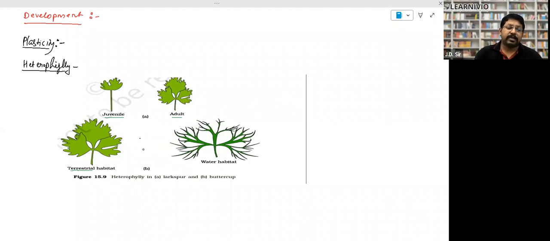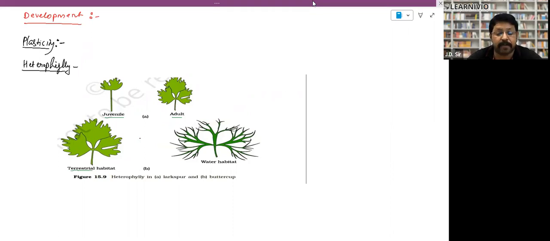And this is an example of heterophyly. Heterophyly means different types of leaves on the same plant. So heterophyly is an example of plasticity. Is it clear or not? Tell me, guys, is it clear or not? Yes, sir. Clear? Very good. You people are very smart. Plasticity has been asked.